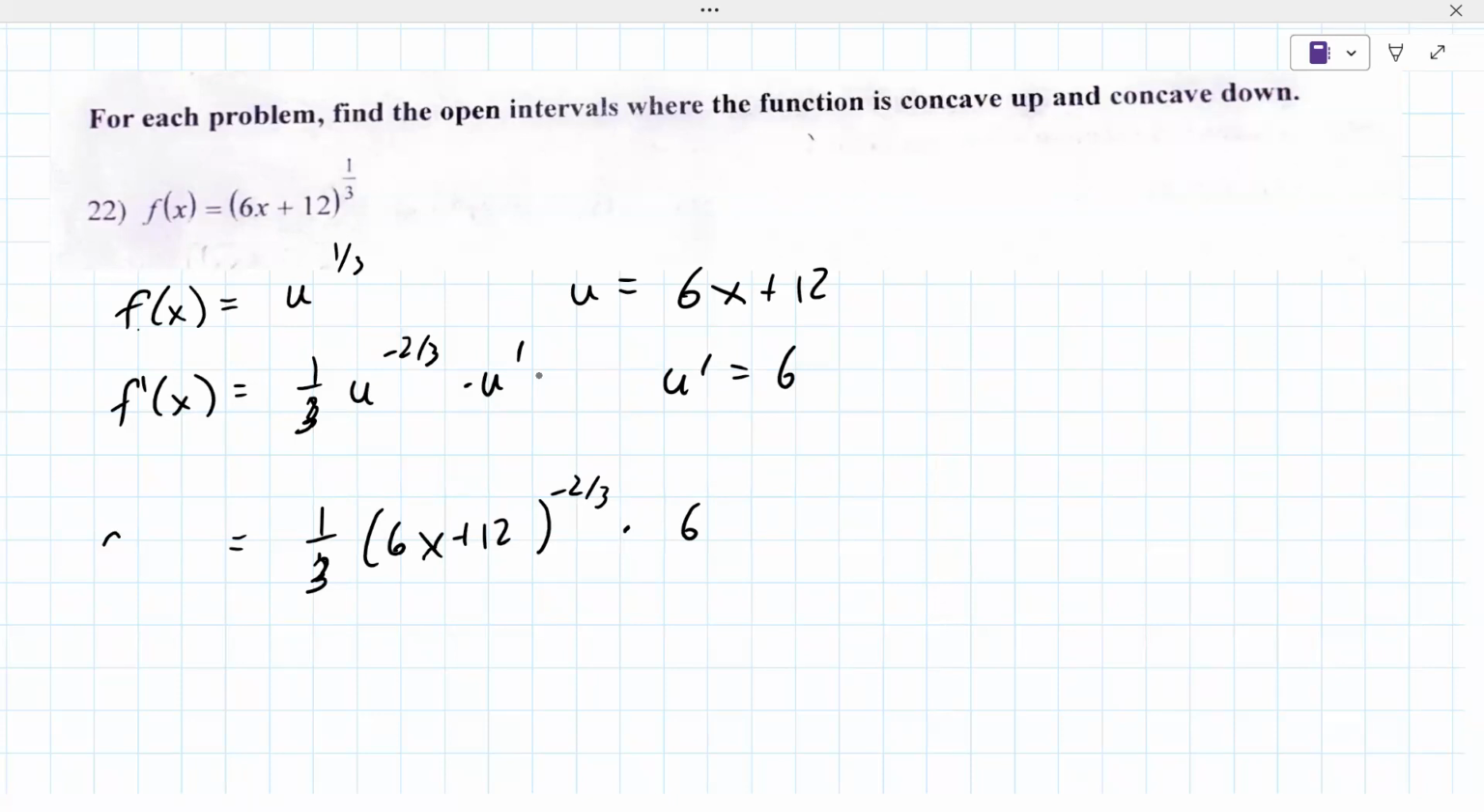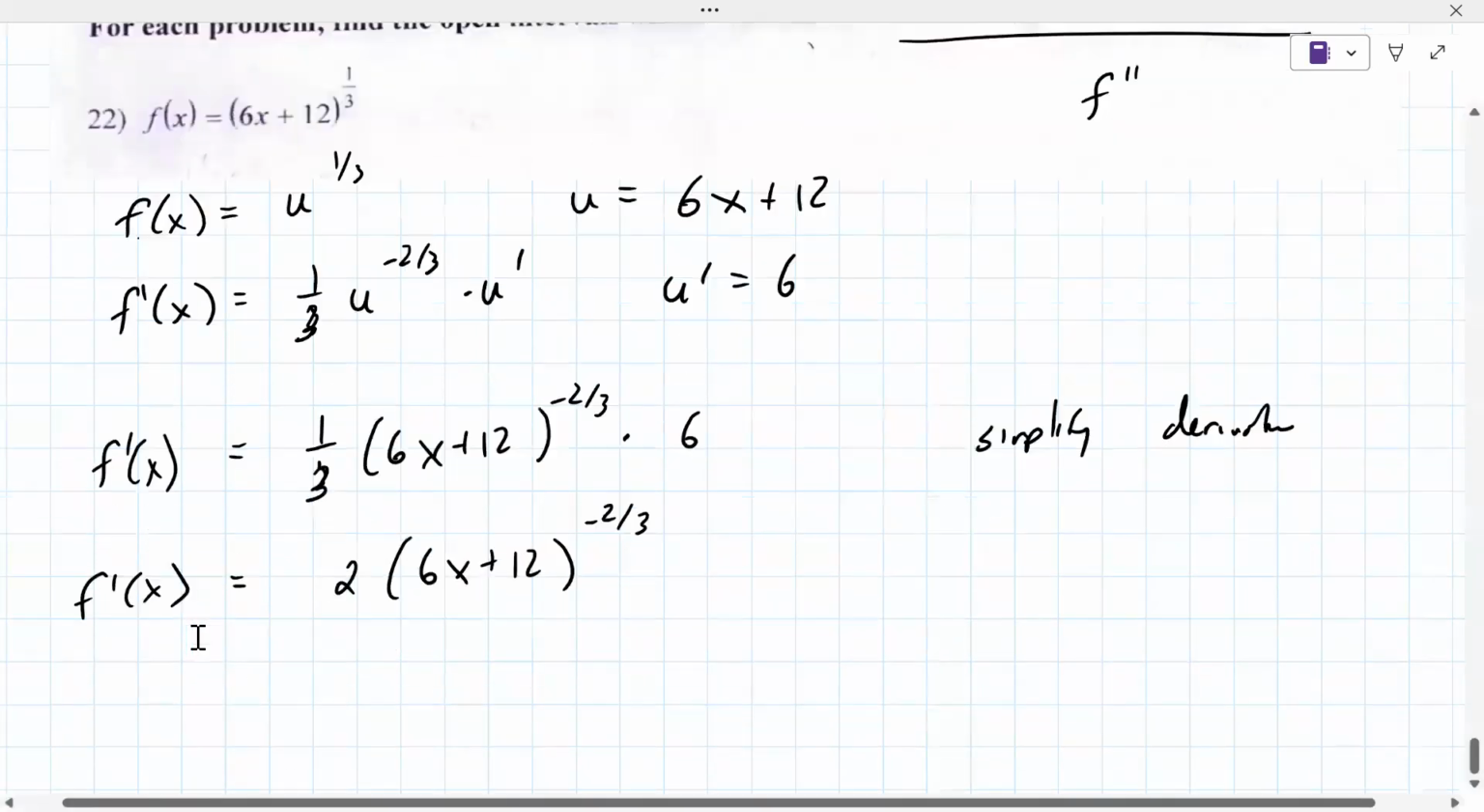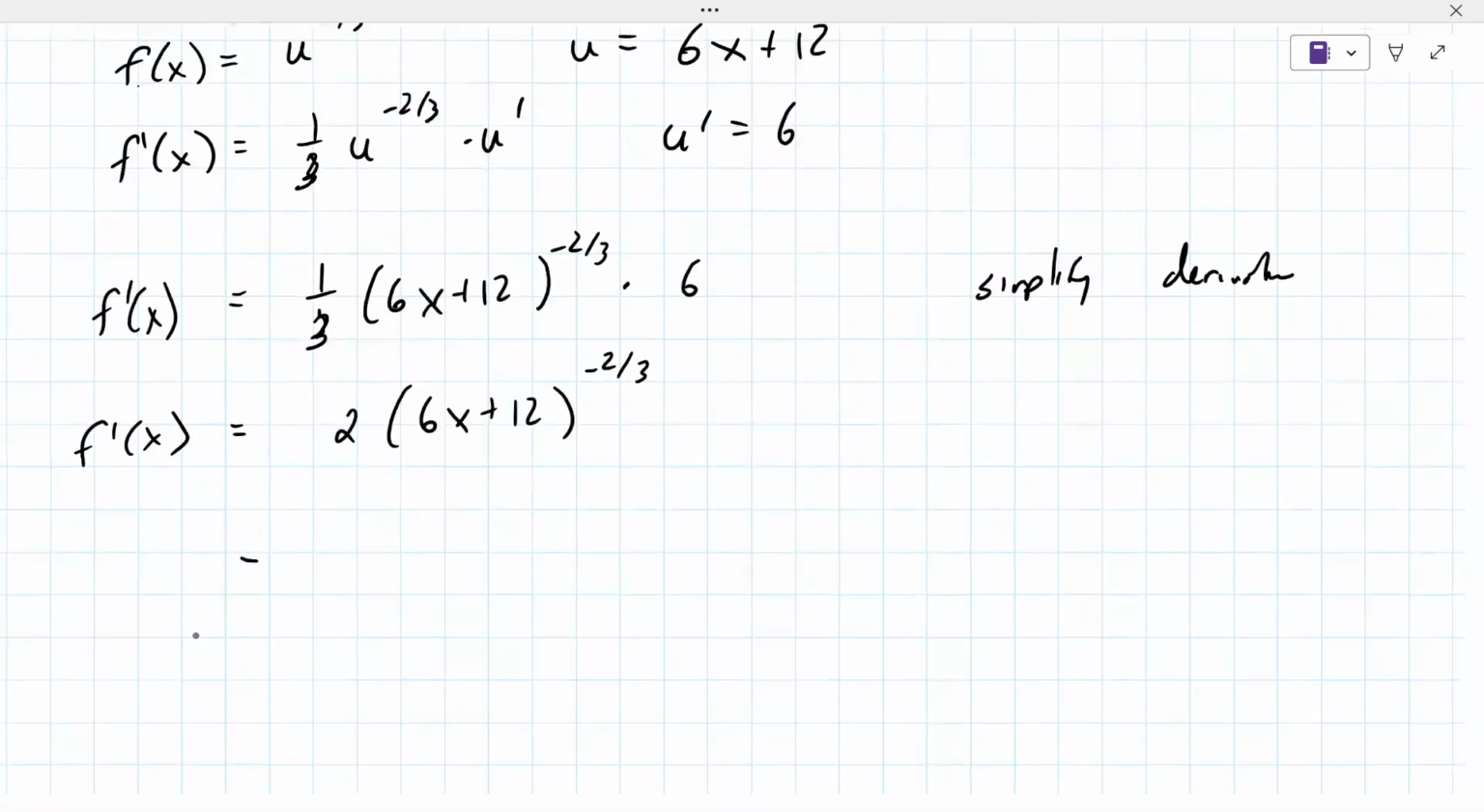Now you simplify derivatives for sure when you're going to reuse them. So in this case, since we got to take another derivative, concavity is the second derivative, you do want to simplify here. So this becomes 2 times 6x plus 12 to the minus 2/3 power. All right, so the next derivative here is kind of like what we were doing. We're gonna do a quick rewrite. It's 2u to the minus 2/3 power, where u is 6x plus 12.